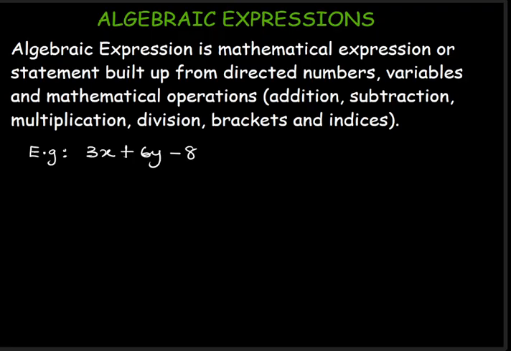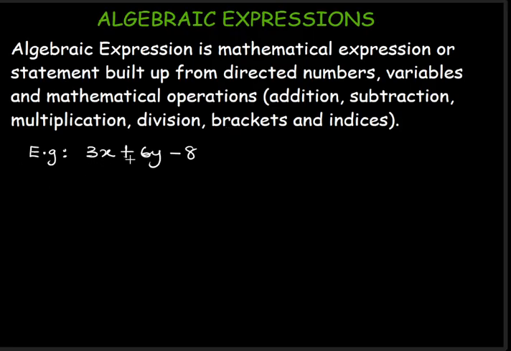Okay, so what do we have here? We see something like this, 3x plus 6y minus 8. This is an algebraic expression. Now, it mustn't contain directed numbers, variables, and mathematical operations at the same time. It can be just one of them, it can contain two of them, or it can contain all of them. And what are the operations we are looking at? We have addition, subtraction, multiplication, division, bracket, and indices. These are all mathematical operations.